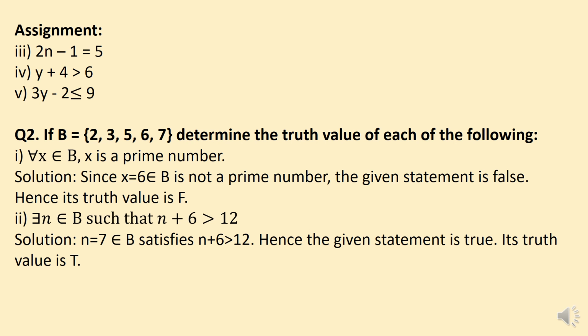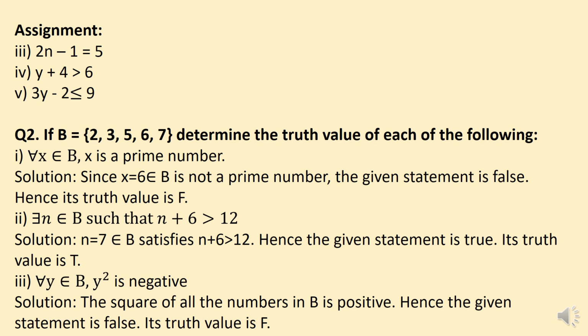The third question, for all y belongs to B, y square is negative. Now when you observe B, none of the numbers, when you square, gives negative. You get all positive values when you square the numbers which are given in B. Thus the solution you write is the square of all numbers in B is positive. Hence the given statement is false. Its truth value is F.